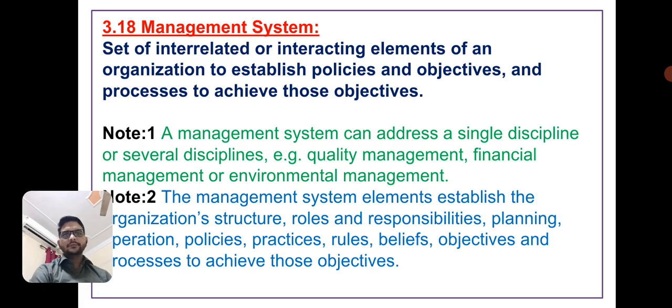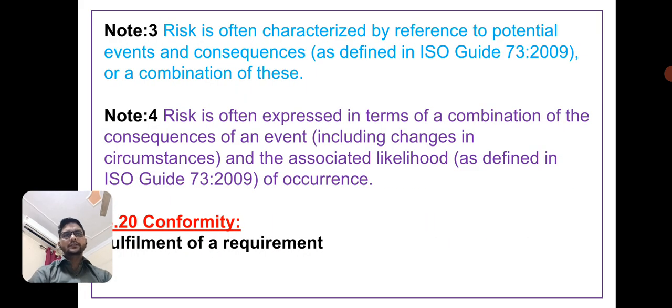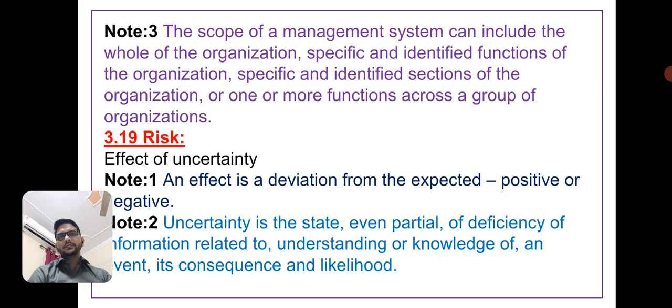A management system can address a single discipline or several disciplines, just like a quality management system, financial management system, environment management system and occupational health and safety management system. Next is management system elements: establish the organization structure, roles, responsibilities, planning, operation, policy, practices, rules, beliefs, objectives and processes to achieve those objectives. Next is the scope of a management system, which can include the whole of the organization, specific identified functions of the organization, or one or more functions across a group of organizations.